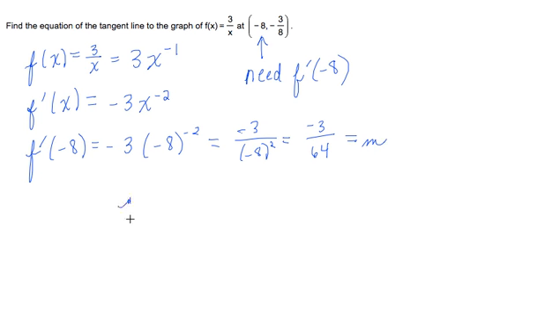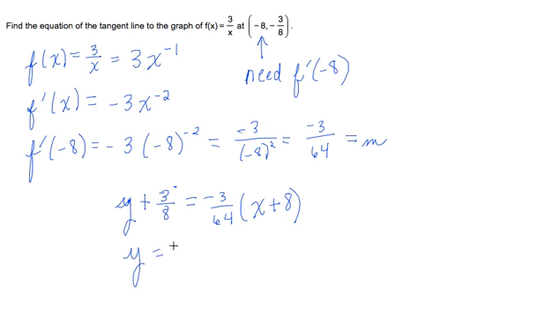So using the point slope form of a line, y minus y1, so y minus negative 3/8 is y plus 3/8, equals the slope, negative 3 over 64, times x minus negative 8, or x plus 8.